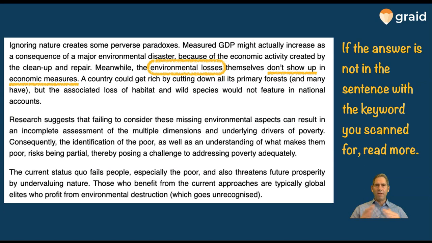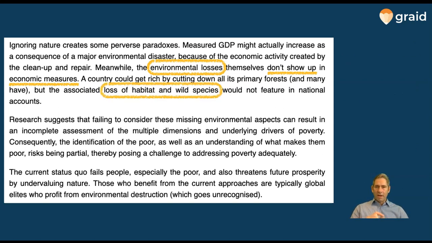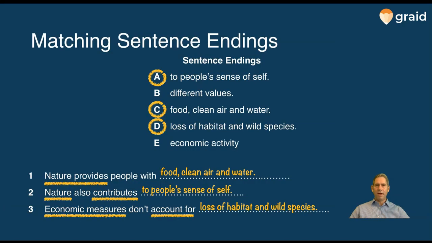But again, when I read that whole sentence, meanwhile, the environmental losses themselves don't show up in economic measures, this isn't enough information for me to complete the sentence. So at this point, I need to read more. As I read on, a country could get rich by cutting down all its primary forests, and many have, but the associated loss of habitat and wild species would not feature in national accounts. So at this point, I have enough to complete the sentence, and I can see that as sentence ending D.